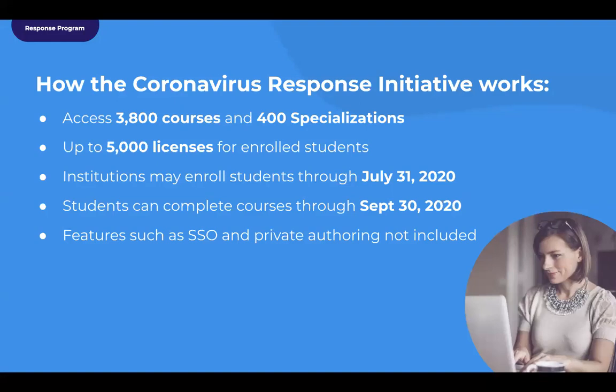As part of this initiative, you will get access to 3,800 courses and 400 specializations. That is almost all of our entire catalog. You can get up to 5,000 licenses for enrolled students. A couple of really important dates. First is July 31st. All institutions can enroll students up until this July 31st date. That is the date that students can also enroll in courses by. And then students will have until September 30th of 2020 to complete those courses. So there is extra time, even after that enrollment period ends, to complete any courses that are started.